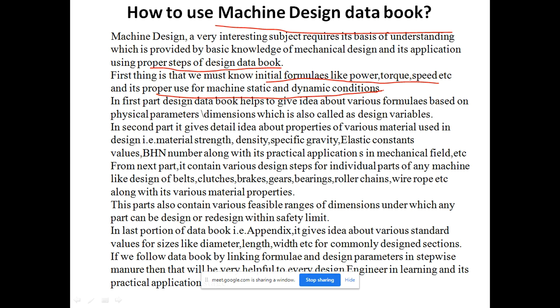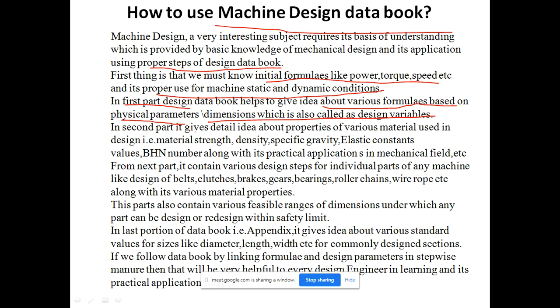It is the first criterion in any design data book that you should be very much aware of these basic engineering terms. In the first part, the design data book gives an idea about the various formulas based on physical parameters. Physical parameters may be different types, like velocity, acceleration. So you should have a complete idea about the physical parameters. The basic formulas should be written in the very first part of the design data book. It may contain some dimensions, which are also called design variables.